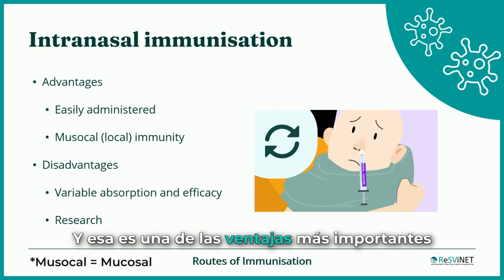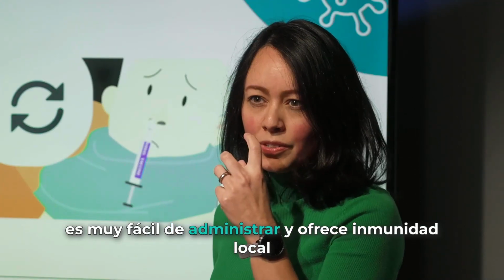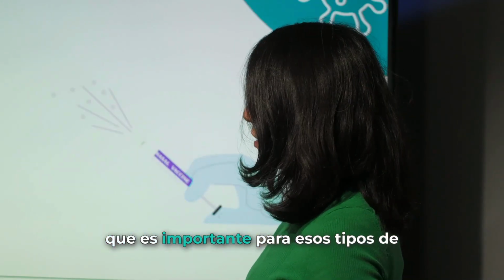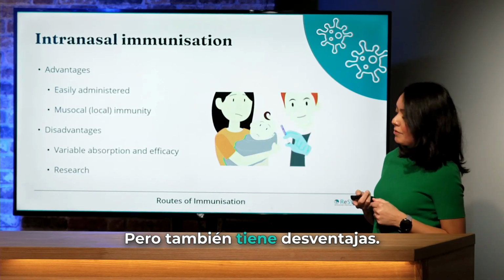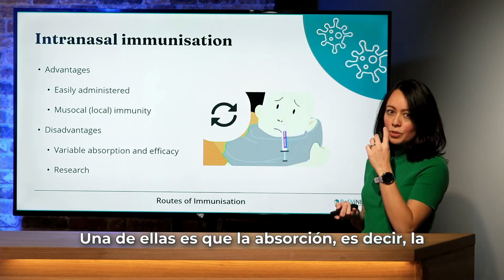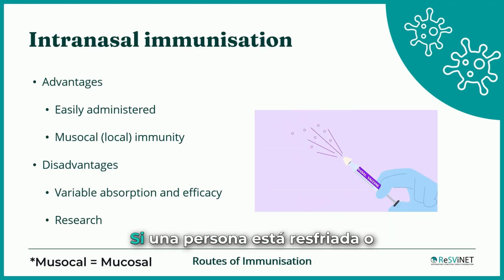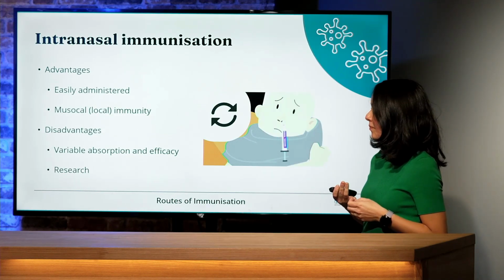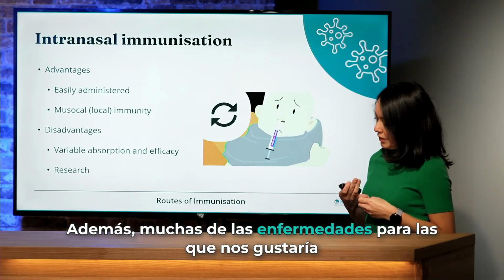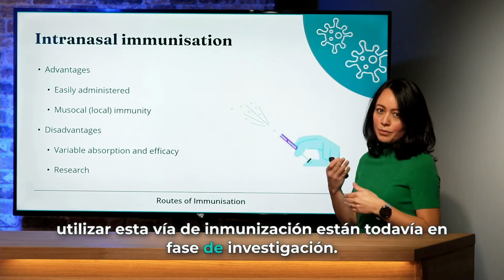And that is one of the most important advantages of this intranasal immunization route, because it is very easily administered and it offers local immunity, which is important for those types of viruses that enter through the nose. But there are also disadvantages. So one of them is that the absorption, so the way the body will absorb the immunization, might be variable. You can imagine if a person has a cold or a swollen mucosa in the nose, the absorption might be variable. Also, a lot of the diseases that we would like to use this immunization route for are still under research.